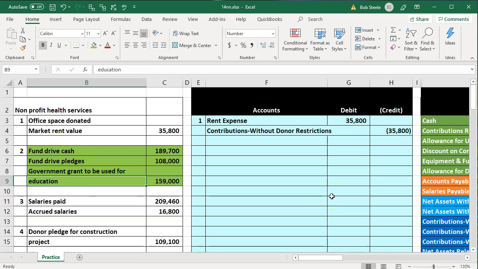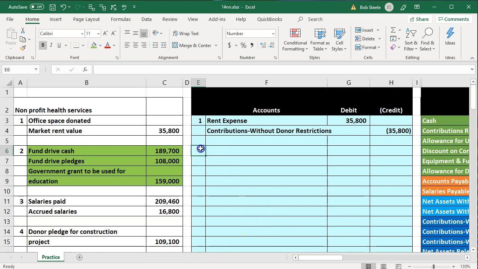We got the fund drive cash. So we got cash from the fund drive, and then we've got fund drive pledges. So that's people pledging for money. And then we've got the government grant to be used for education. So we also have a grant from the government that's going to be used for education.